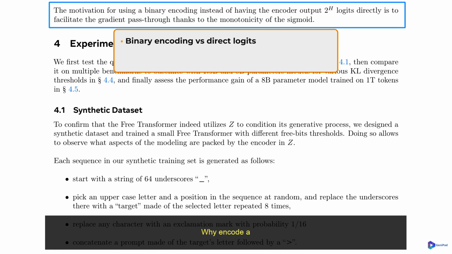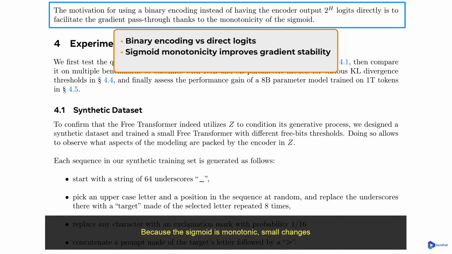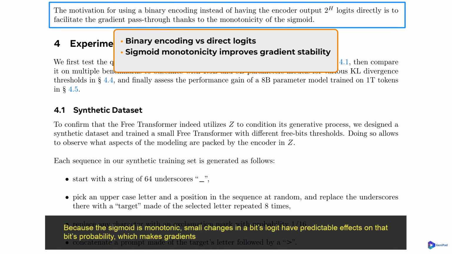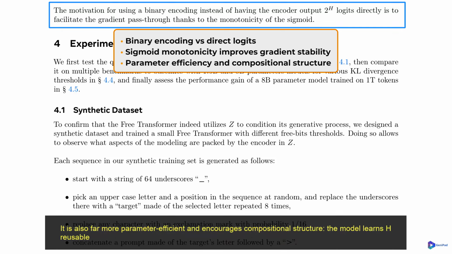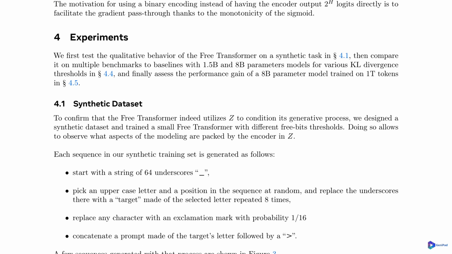Why encode a K-way latent with H binary bits instead of predicting K logits directly? Because the sigmoid is monotonic, small changes in a bit's logit have predictable effects on that bit's probability, which makes gradients cleaner and learning more stable. It is also far more parameter efficient and encourages compositional structure. The model learns H reusable switches instead of 2^H separate categories.